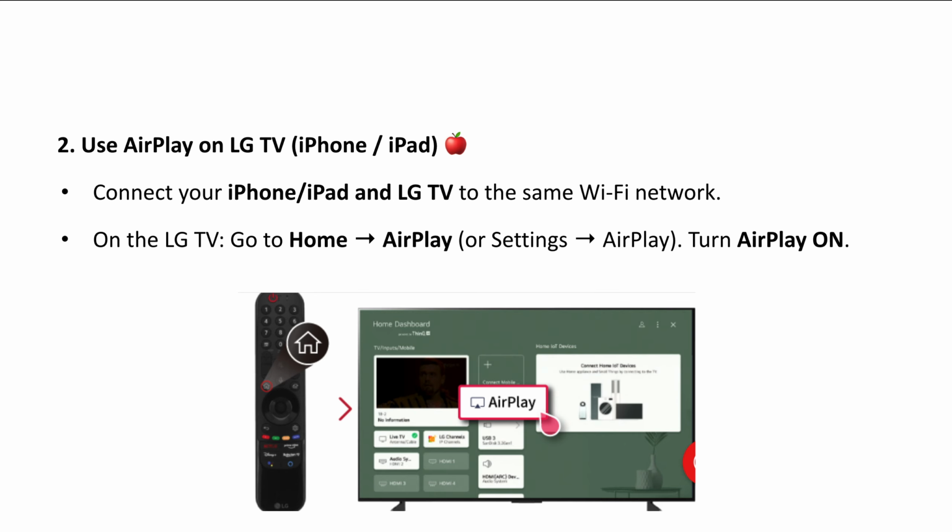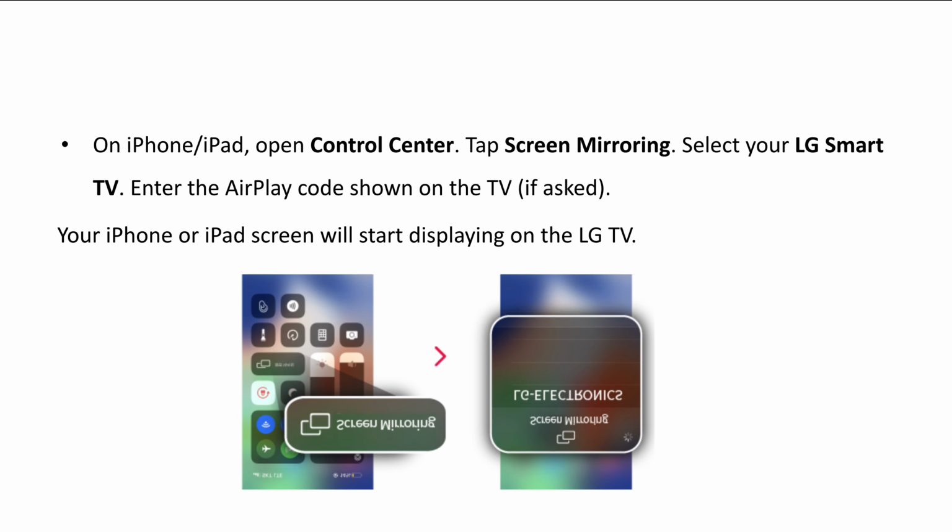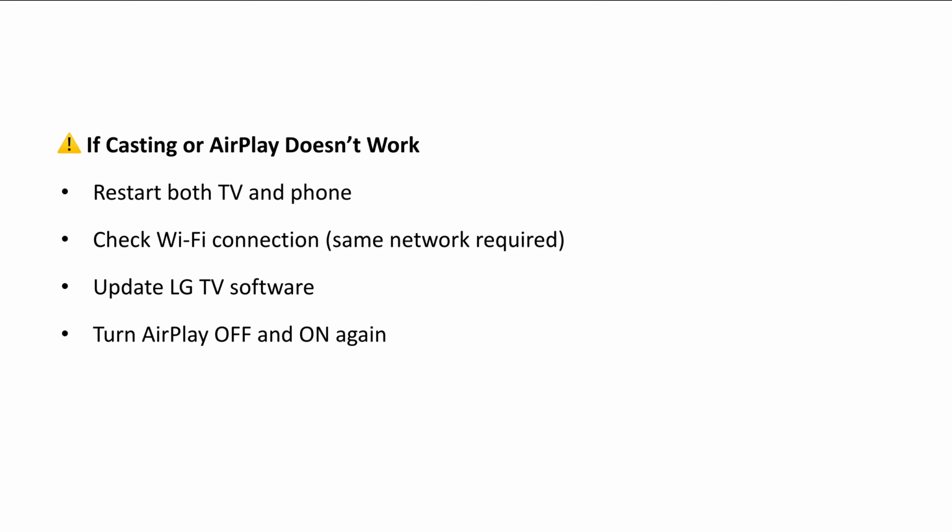Use AirPlay on LG TV. Connect your iPhone or iPad and LG TV to the same Wi-Fi network. Then on the LG TV, go to Home, then AirPlay. Turn AirPlay on. On iPad or iPhone, open Control Center, then tap Screen Mirroring. Select your LG Smart TV, enter the AirPlay code shown on the TV fast. Your iPhone or iPad screen will now start displaying on the LG TV.